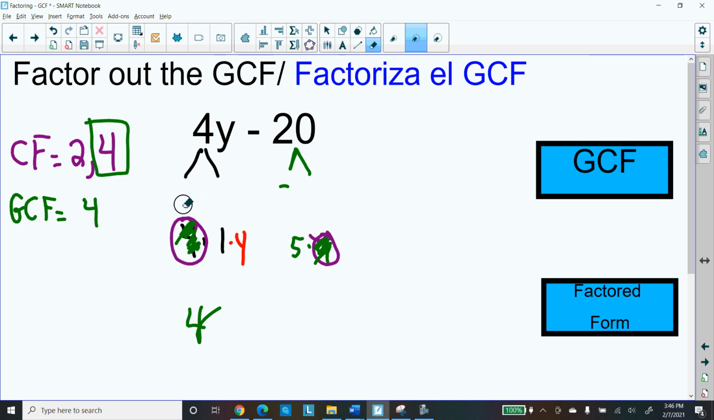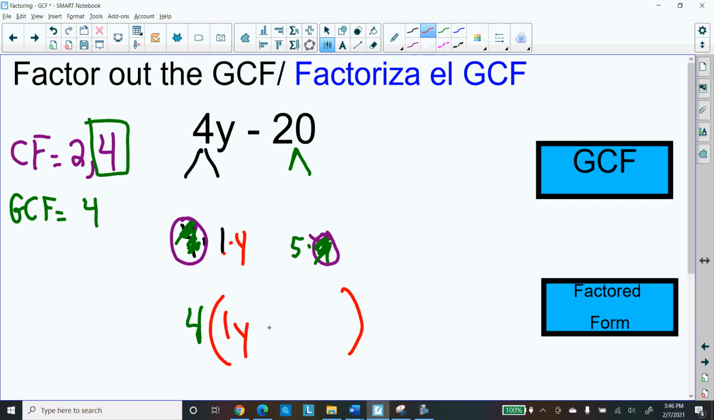Okay. Let's clean that 4 a little bit. Okay, much better. All right, so I removed the 4, and what do I have left? I have parenthesis. I got to put in what's left. I got a 1 little y.